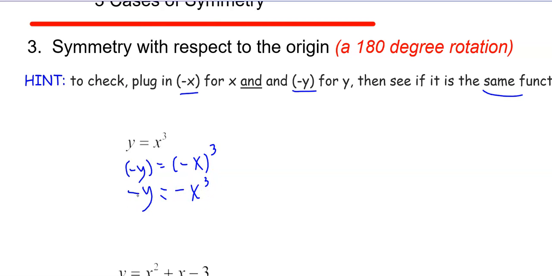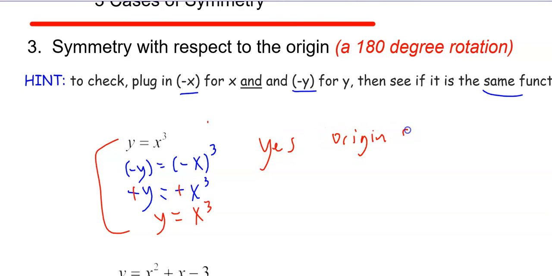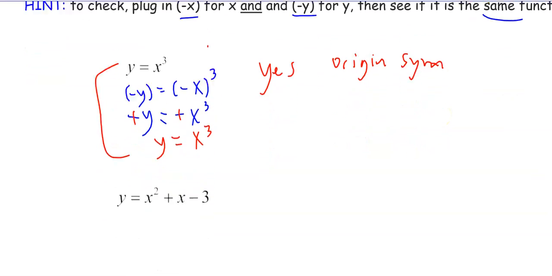And so you might at least at first go, wait a second, that's not the same function. But actually, it is. If everything changes sign like this, the y changes to negative y, the x changes to negative x, the sign of everything changes. It's the same function, because I can divide everything by negative 1, and now I have the same function. So yes, this does have origin symmetry. It's called origin symmetry. Now we might have to test it to see if it has the other two, but it definitely has origin symmetry.